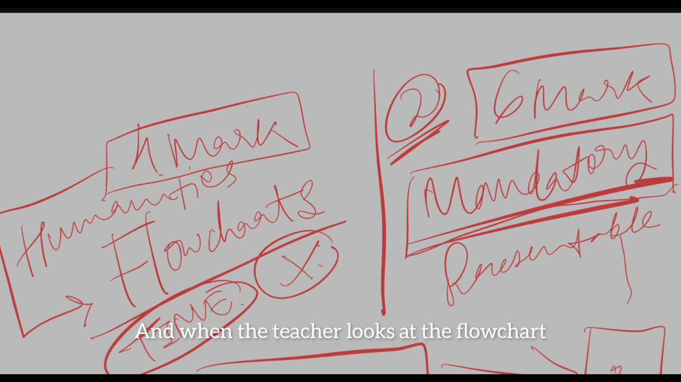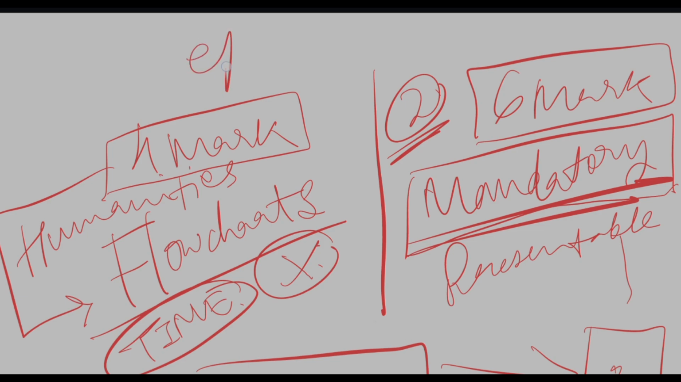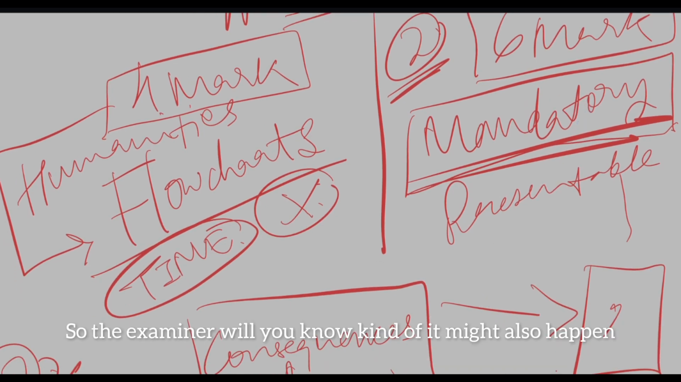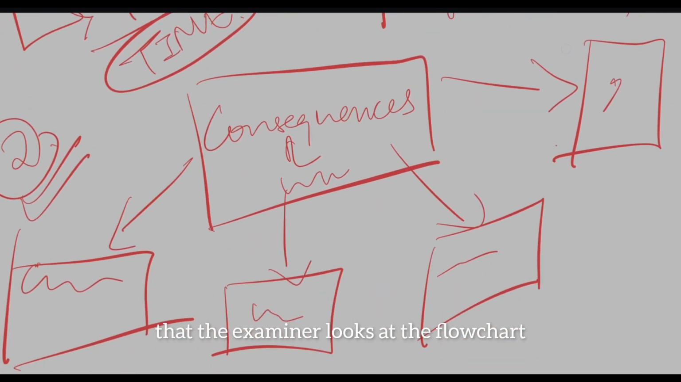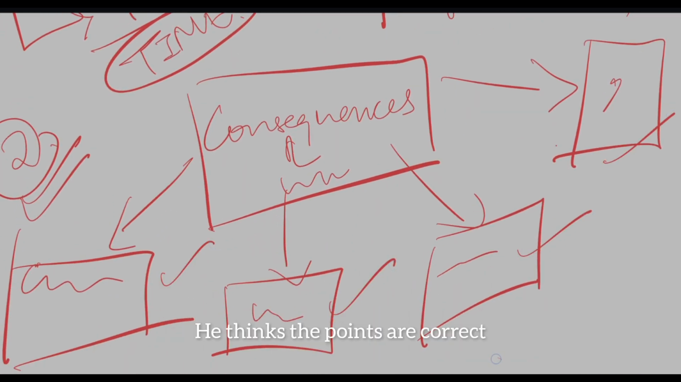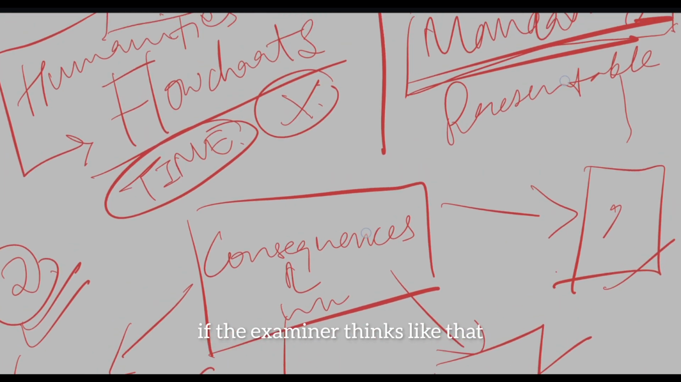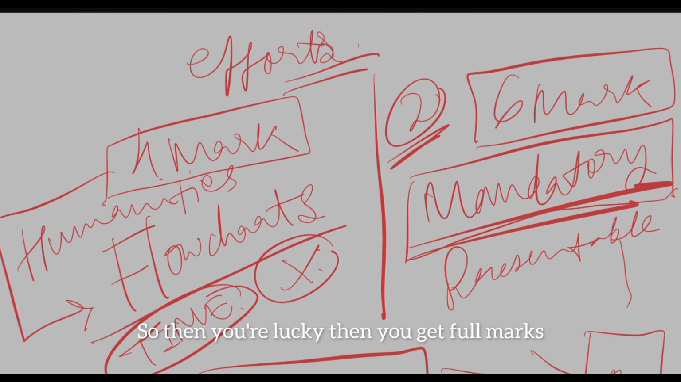When the teacher looks at the flowchart and looks at your answer sheet, they will think, okay, this person has put in some effort. So that just shows your efforts. That is the thing about flowcharts. It just shows that you have practiced before and you have put in your hard work. It might also happen that the examiner looks at the flowcharts, he likes them, he thinks the points are correct, and he will give you marks. That can also happen. So then you're lucky, then you get full marks.